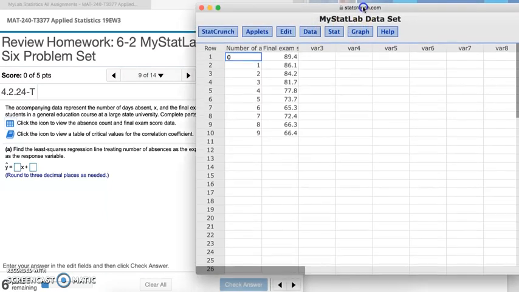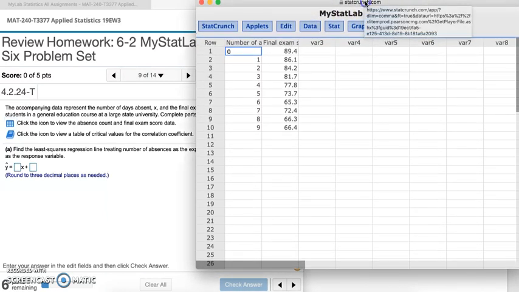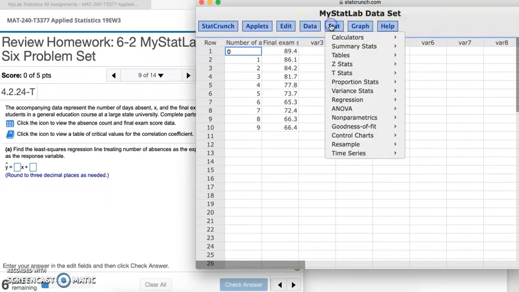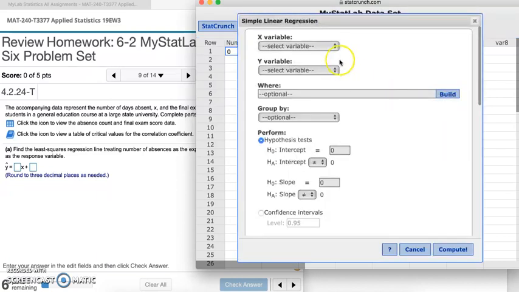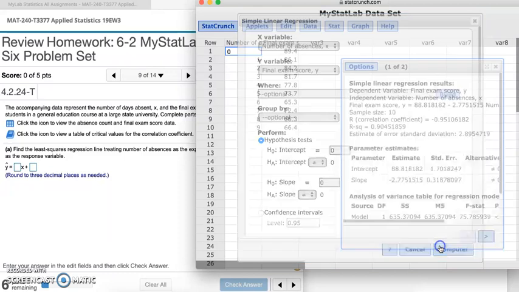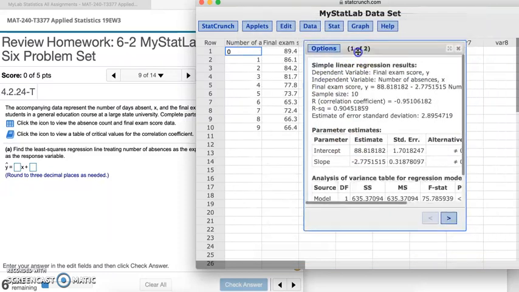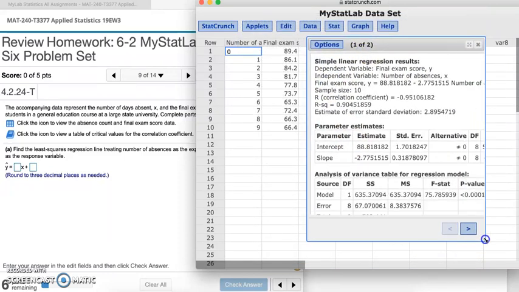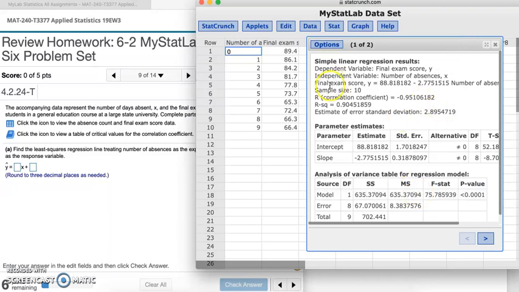So now that we have StatCrunch here, let's go to Stat, Regression, Simple Linear, and we're going to simply select our X and Y variables. It's very nice that they put X and Y there. Then we click Compute. That gives us our results here. This is the equation, but if you want to look at it a little easier, here we have our slope and intercept, which is what we're looking for in the problem.